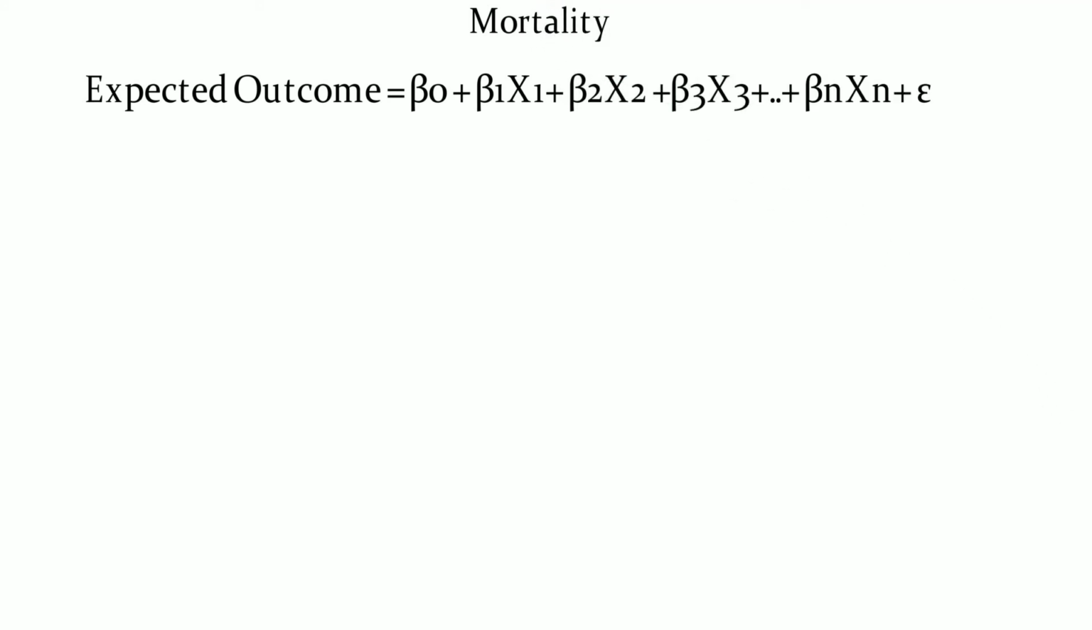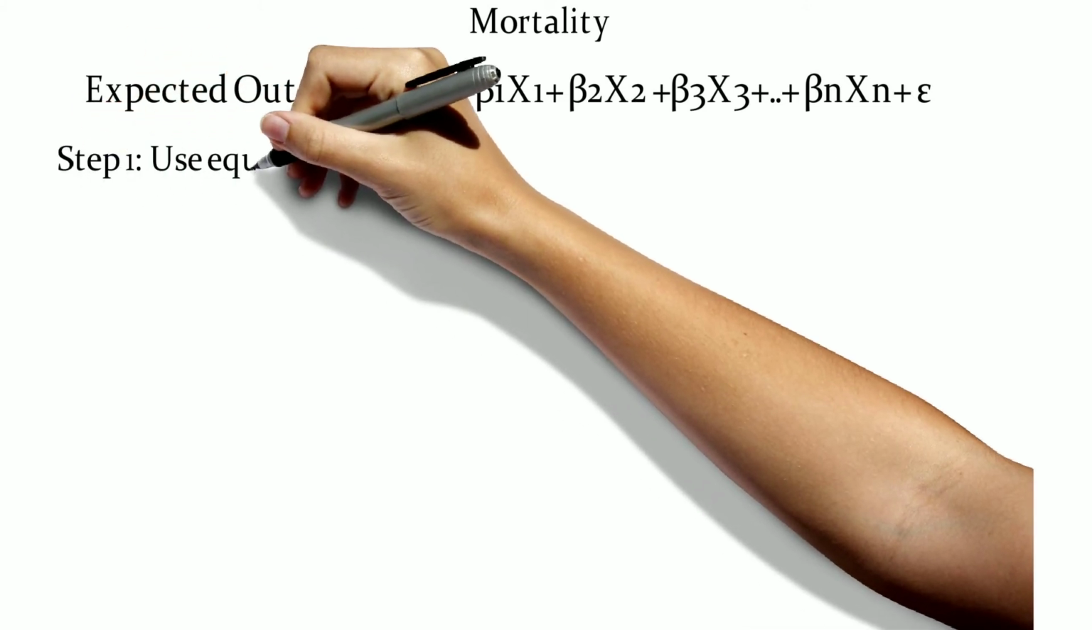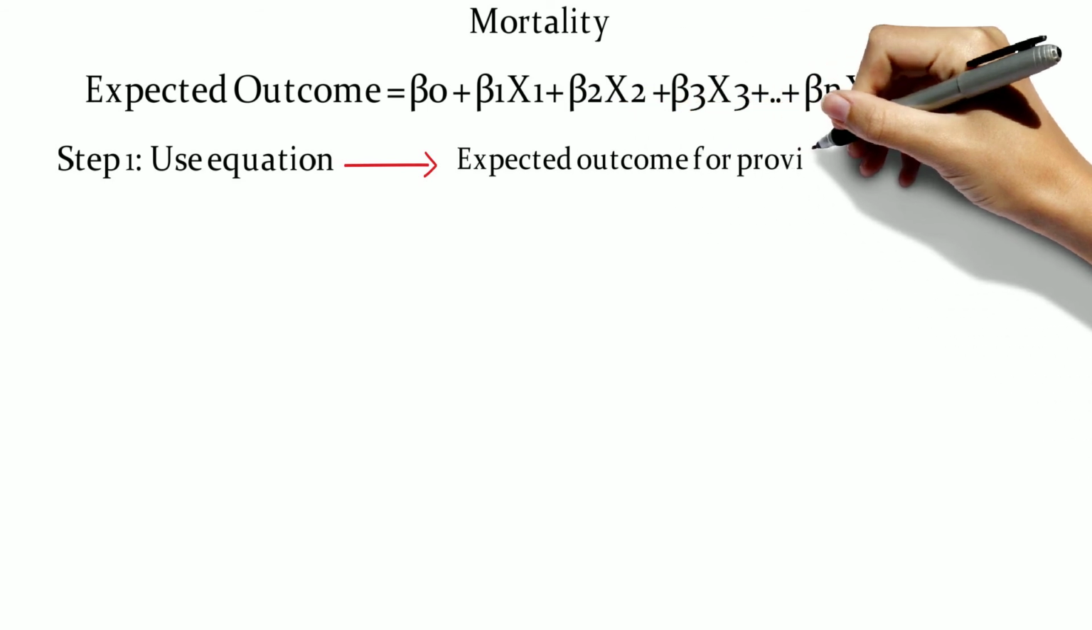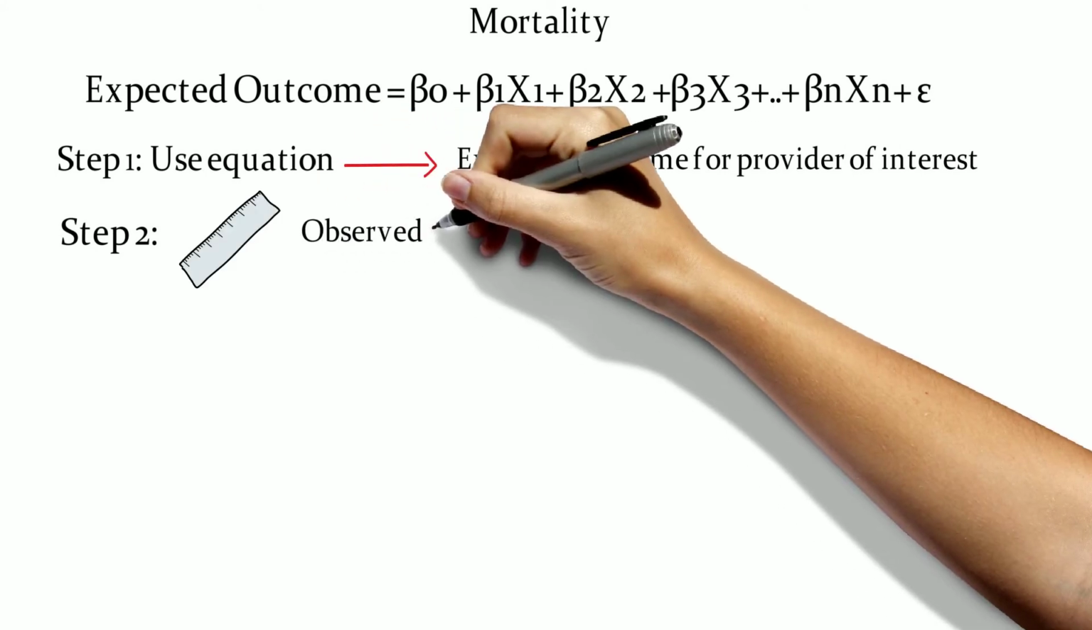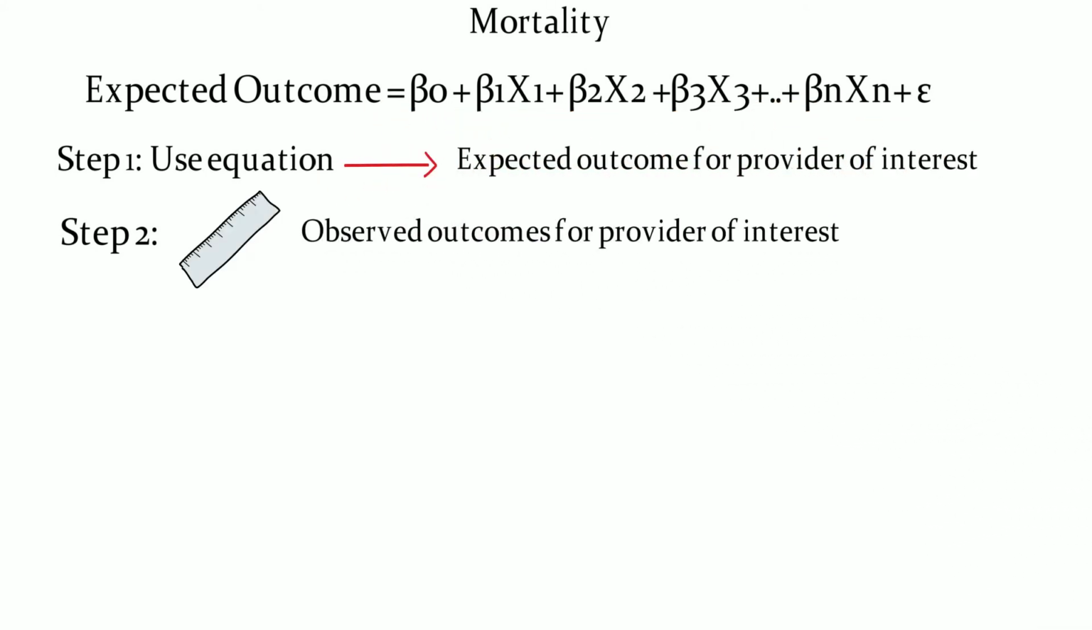What comes next is actually called indirect standardization. This is a process of comparing observed and expected rates of outcomes. How does it work? First, use the equation to calculate the expected outcome for the provider of interest. Then, we gather information regarding the observed outcome for the provider of interest. With both observed and expected outcomes, a ratio that can be an indicator of quality is generated.